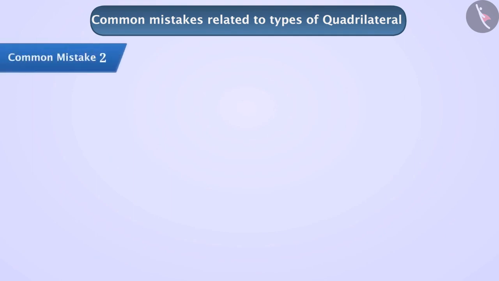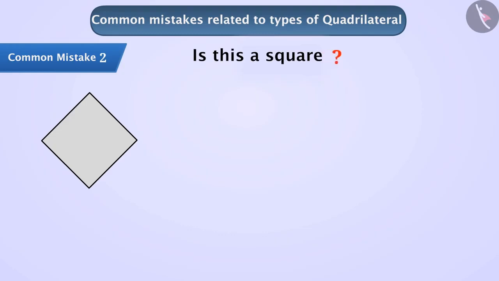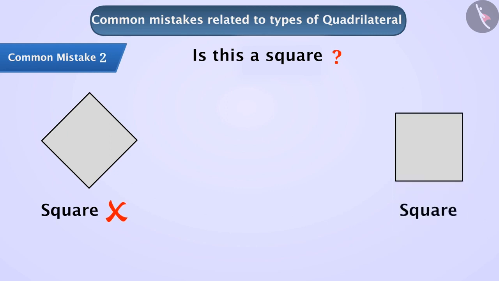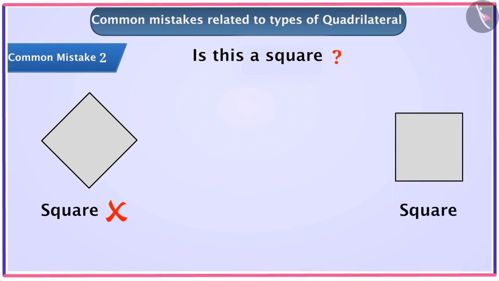Common mistake 2. Now look at this figure. Is this a square? Think for a while. Let me explain this. This is a square. But most of the students do not consider this as a square. They think that the sides of a square are parallel to paper or edges of the screen. Here the sides of the given quadrilateral are not parallel to a screen. Therefore, they consider that this is not a square.